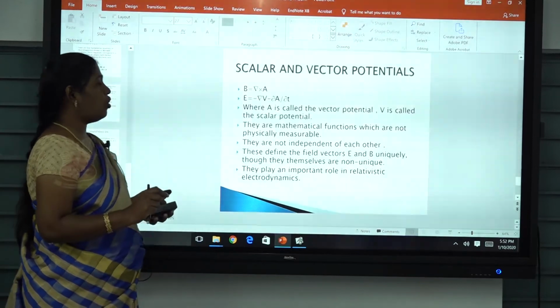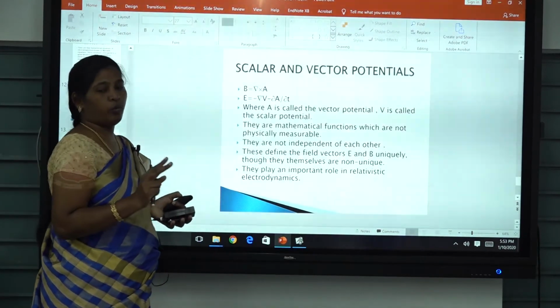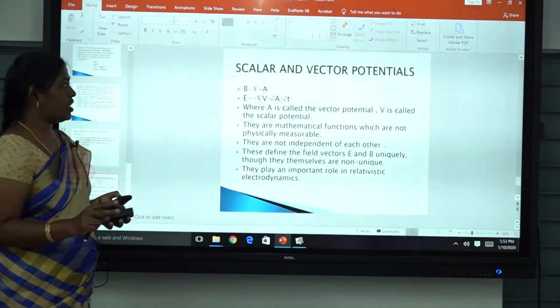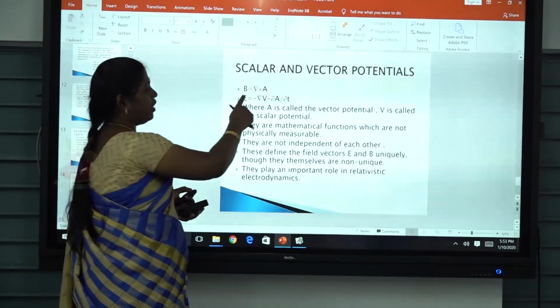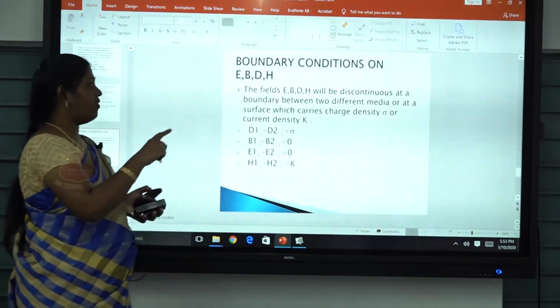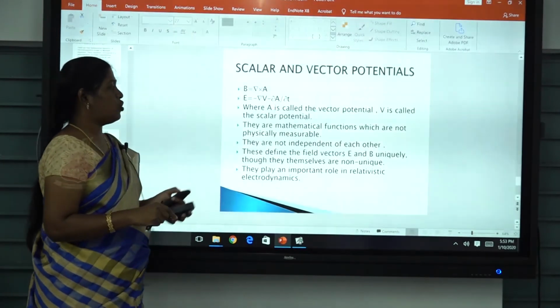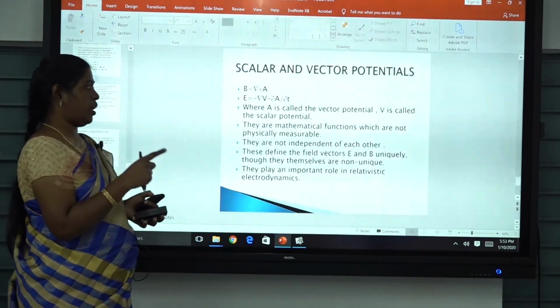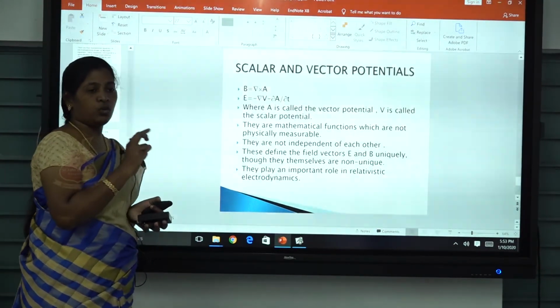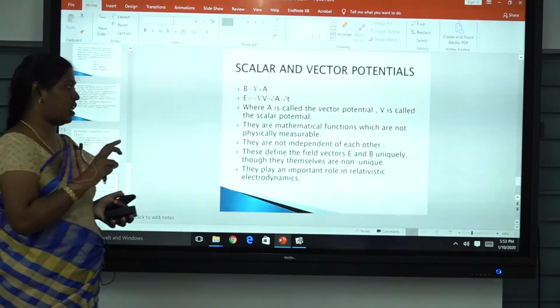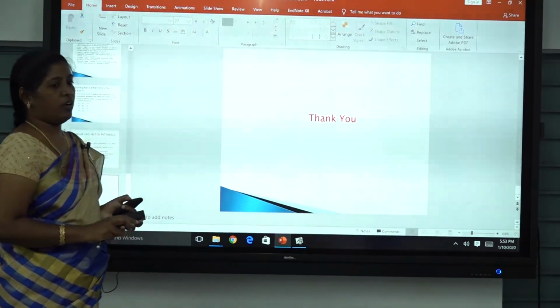In electrodynamics there are 2 potentials: one is the scalar potential, another is the vector potential. They are defined by B equal to del cross A, and E equal to minus del V minus dou A by dou t. Here A is called the vector potential and V is called the scalar potential. These two potentials are mathematical functions which are not physically measurable. Okay, thank you.